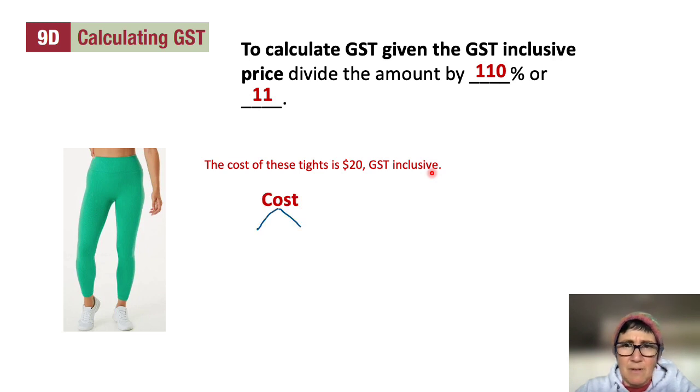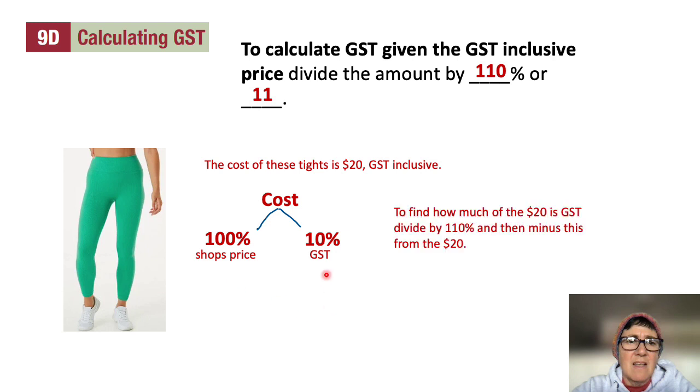So from that, 100% of that cost was the shop's price. 10% was the government's extra. So you can see where 110% is coming from, the shop's price and the GST. To find how much of the $20 is the GST, divide by 110%, and then take that away from $20. So there's my pre-GST price. Take $18.18 from $20, it's $1.82. Or you can just go $20 divided by 11, okay?